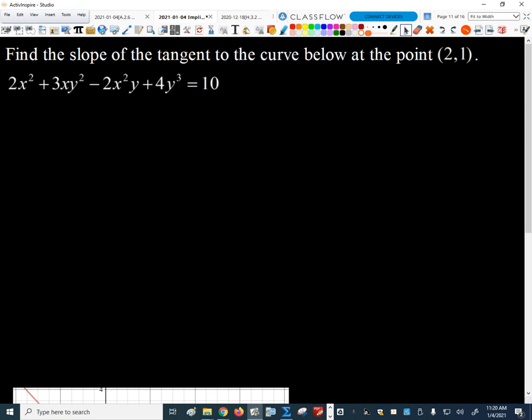So let's see what happens there. Let's just take these things term by term then. What am I going to get from the derivative of the first term? Isaac, what's that going to give me?